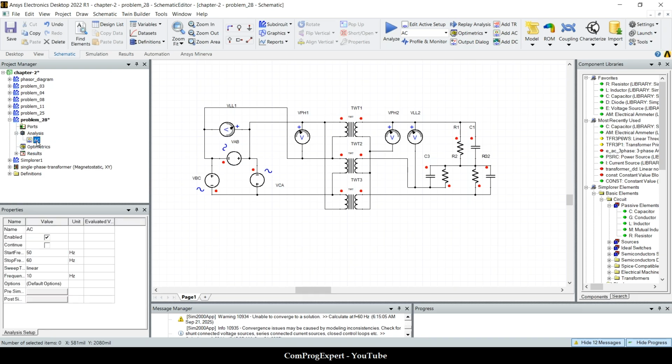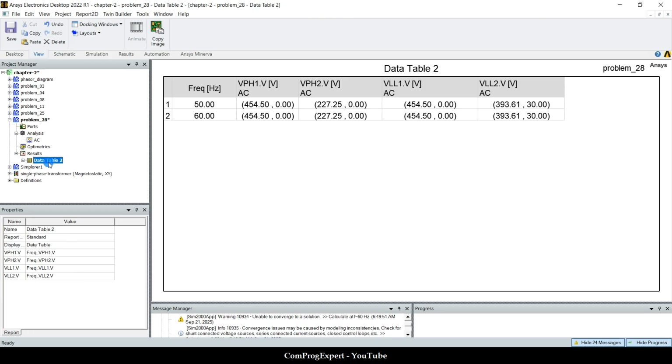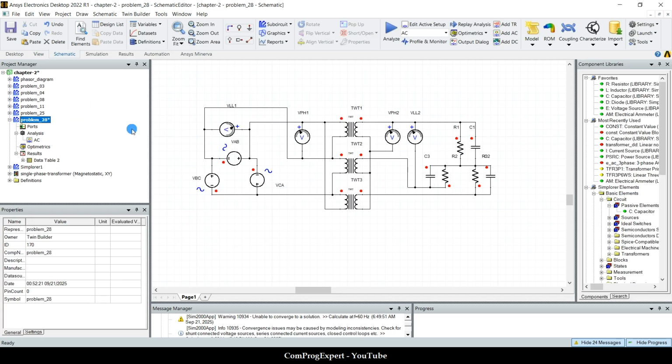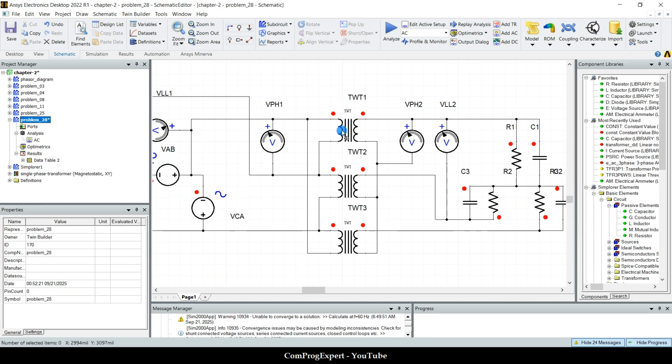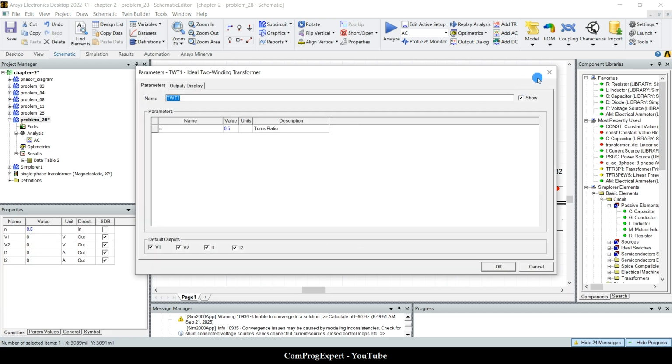So let's analyze and visualize the numbers. Here we have these numbers in the data table. This is the RMS value of the phase 1. Okay, this is the line-to-line voltage 1. This is correct. But for the phase 2, why do we have these numbers? The line-to-line voltage is not correct, because we didn't set the turns ratio.